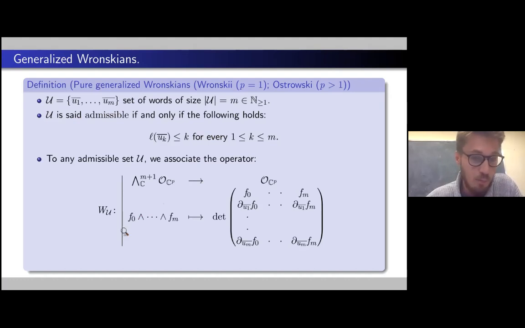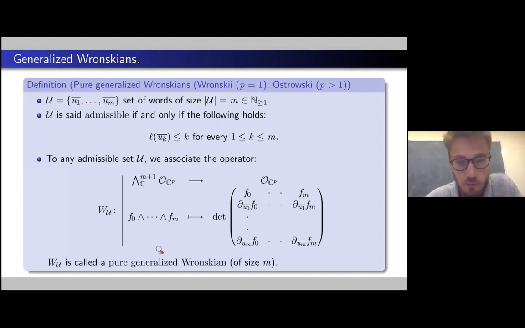To any admissible set U, we can associate the following operator. We take M plus 1 holomorphic functions in P variables, and with them we form the following matrix, where on the first line we put the functions. On the second line, we put the functions differentiated according to the first word, and so forth, until we exhaust the words in the set U. So we obtain a square matrix, and we take the determinant. Such an operator will be called a pure generalized Wronskian of size M.